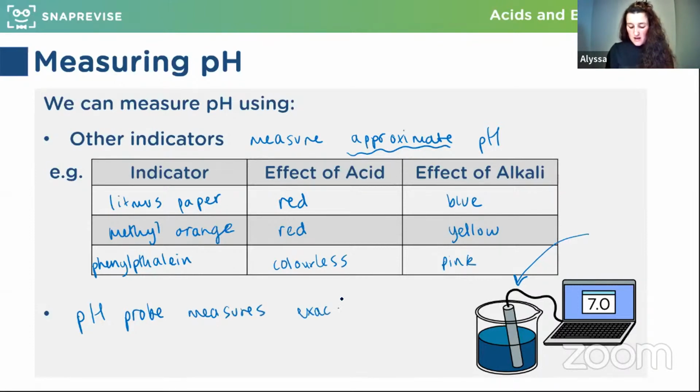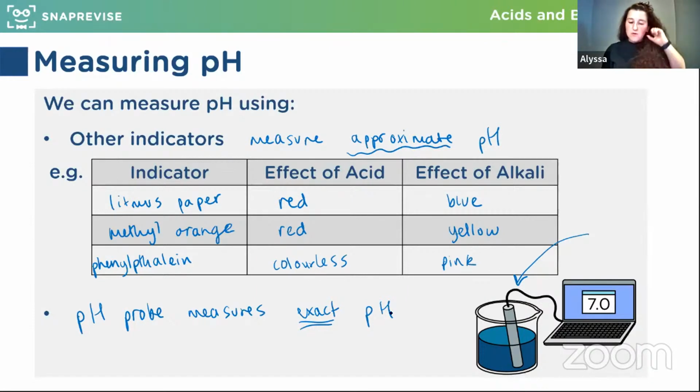Because it's linked up to a machine that can tell us the exact pH of a solution. So we can measure approximate pH quite easily, and that's still really, really useful in chemistry. Or we can use a pH probe to measure exact pH if needed, if necessary.